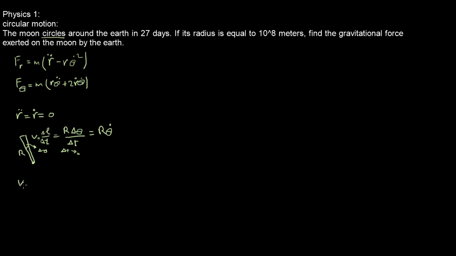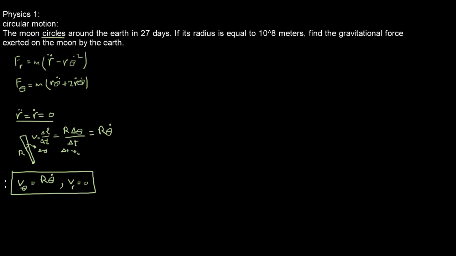So you have to memorize that v theta is equal to r theta dot, and v r, which is radial, is 0 because these two are 0. So in circular motion you have to memorize that these two relations hold.